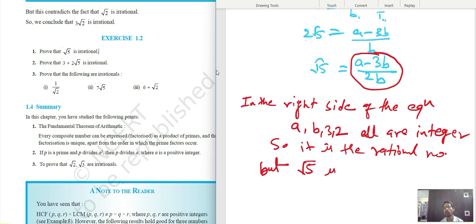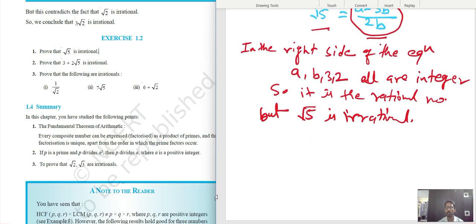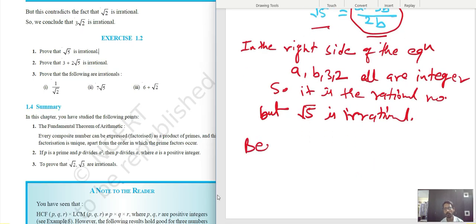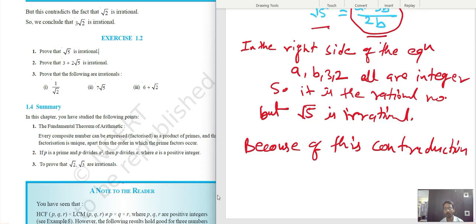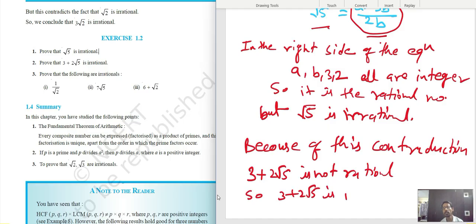But root 5 is irrational. Okay, one side is rational, other side is irrational. How both can be equal? It is not possible. So we will write, because of this contradiction, what we assumed? What we assumed? 3 plus 2 root 5 is not rational. So 3 plus 2 root 5 is irrational. Hence proved.